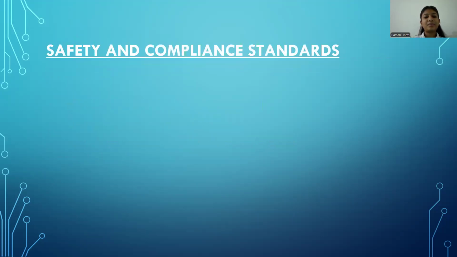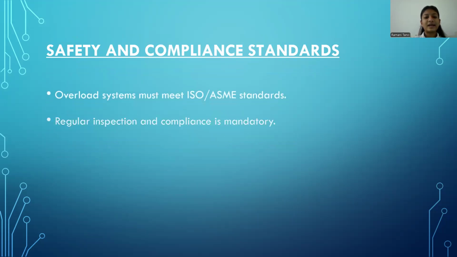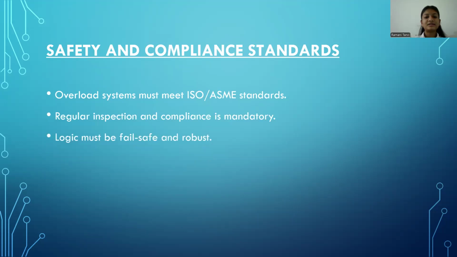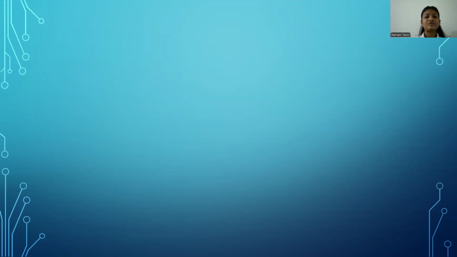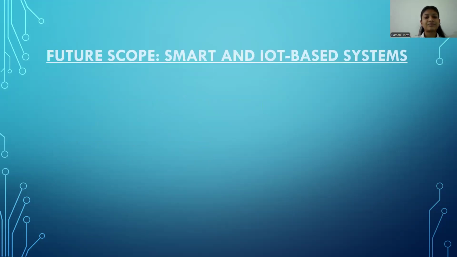Safety and compliance standards. Elevators must follow safety rules like ISO or ASME. This ensures every system is tested, inspected, and reliable. Our logic system must also be fail-safe, meaning if something goes wrong, it should default to a safe state.